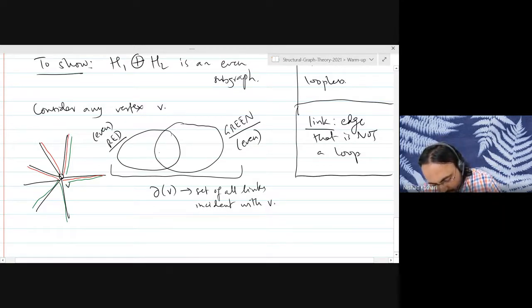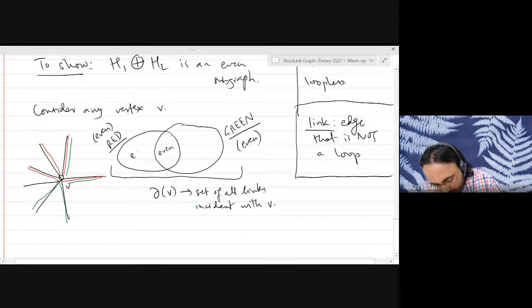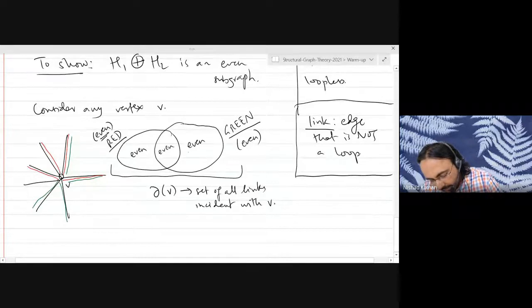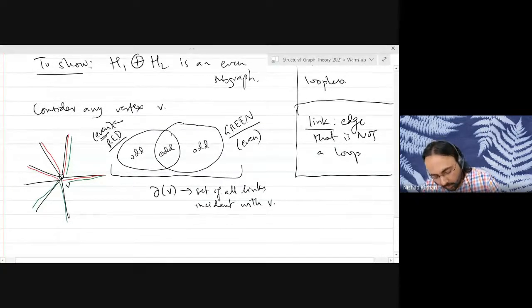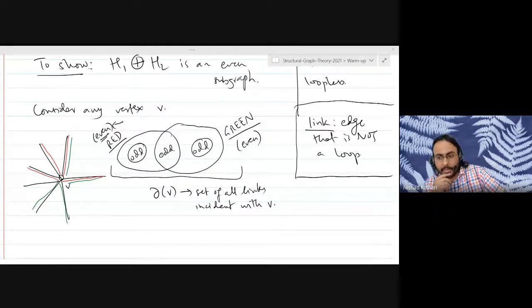So let's look at one case. If this is even, then you will have an even number here because the total is even. And here you will have even as well. So the symmetric difference is even plus even, which is even. Okay? The other case is, this is odd. Well, if this is odd, then you will have an odd number here because the total is even, and you will have an odd number here for the same reason. And now again, odd plus odd is even. Does that make sense?